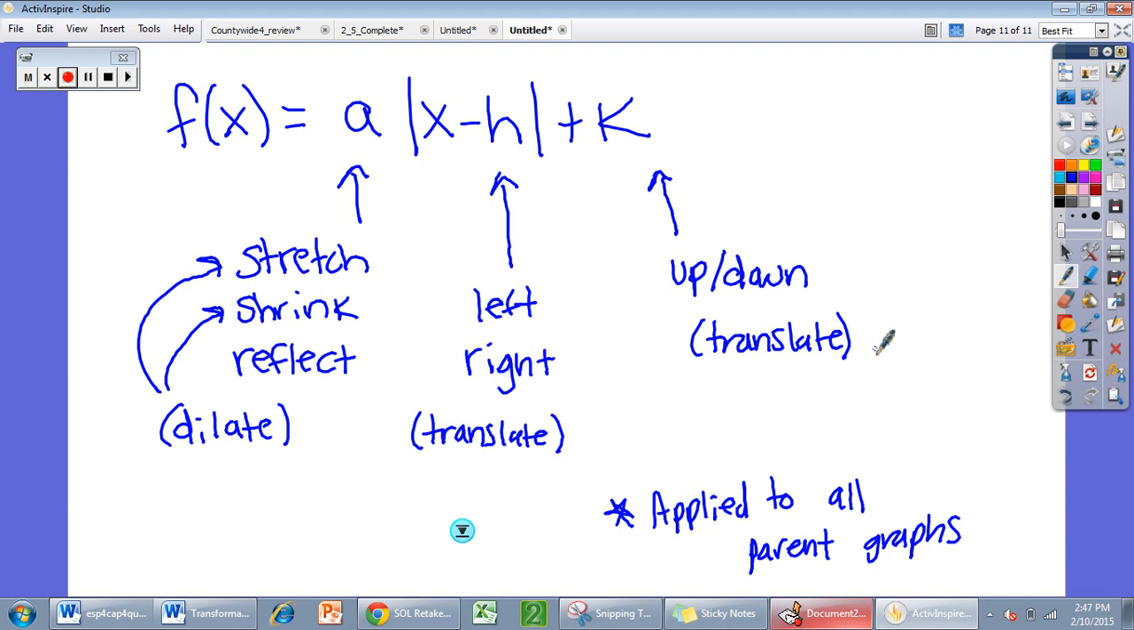So what you should be able to do is write these equations for all 10 parent graphs, or if I give you an equation of any one, tell me how it moved. You should have taken notes while watching the video, drawn some sketches, and be able to show me this in class tomorrow. If you have any questions, please come to CAB Morning.